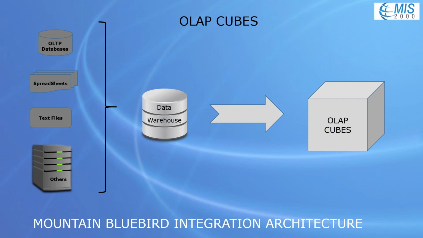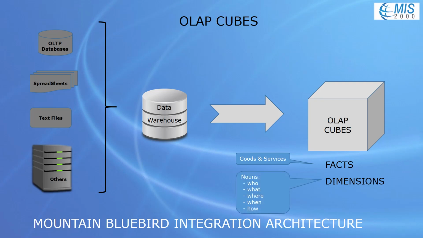Okay, so here's a very high level, relatively non-technical description of OLAP Cubes. Cubes have two primary components, facts and dimensions. Facts are what is being measured to determine the effectiveness of an organization and are generally your goods or services. Dimensions are typically the nouns that relate to the facts.